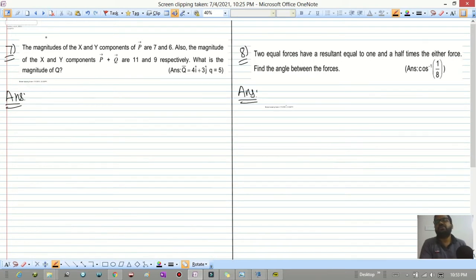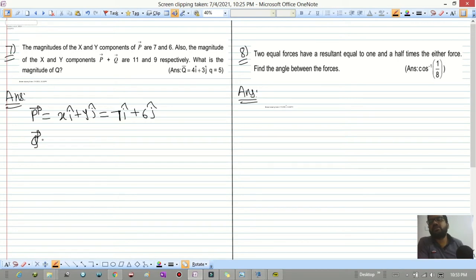Then 8th question, 8th, 9th. So just a numbering mistake over here. The magnitudes of the x and y components of p bar are 7 and 6. Also, the magnitudes of the x and y components of p bar plus q bar are 11 and 9. What is the magnitude of q? Okay, so p bar we have, and that is equal to x i hat plus y j hat. X and y components are given. That is 7 i hat plus 6 j hat.